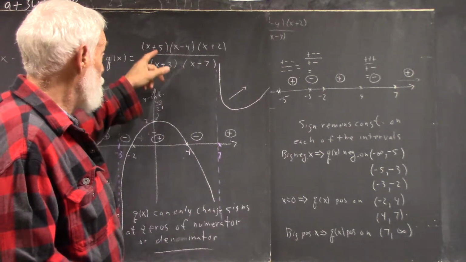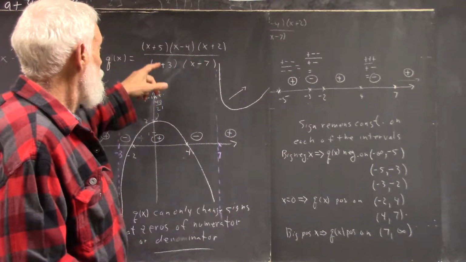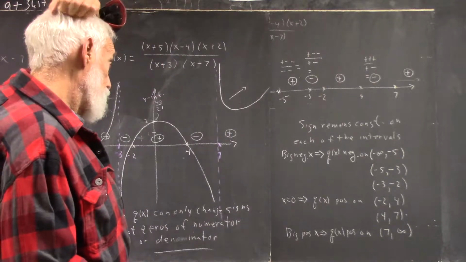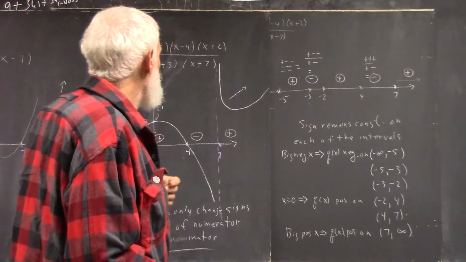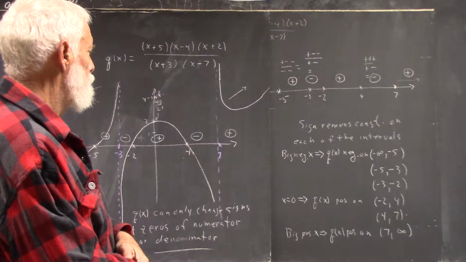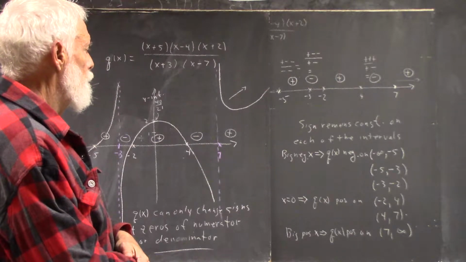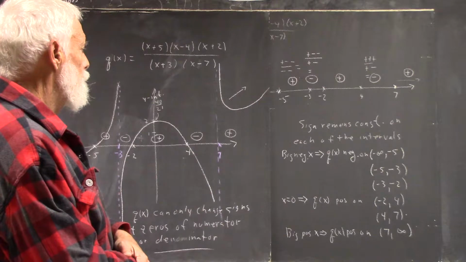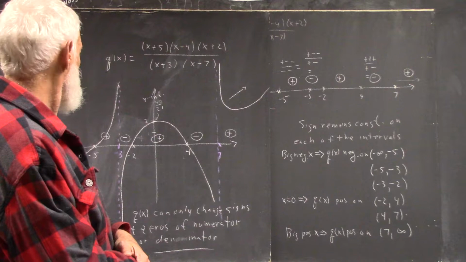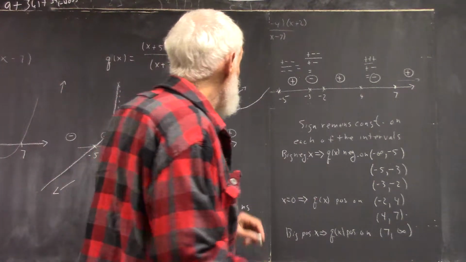Okay? So this one will be positive, this one will be negative, this one will be negative, this one will be positive, and this one will be negative. I indicate that here. Uh-oh. Something's wrong with what I wrote down.